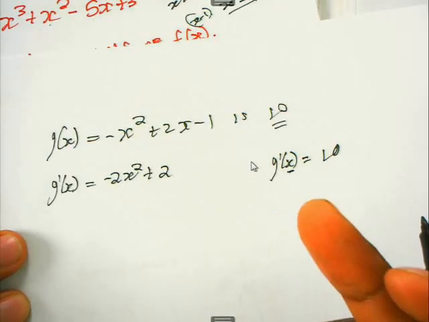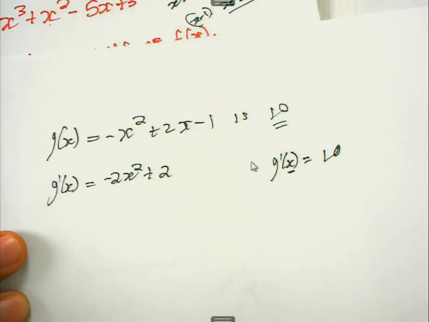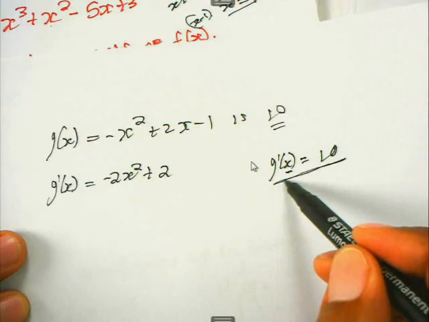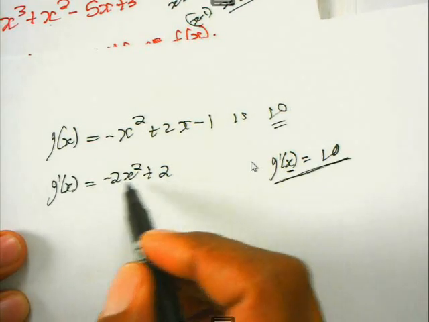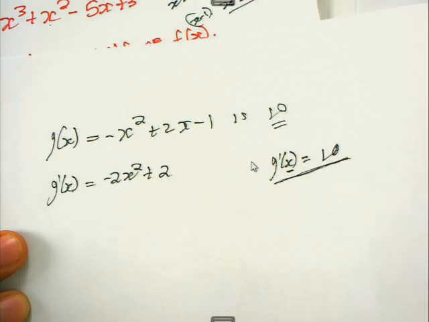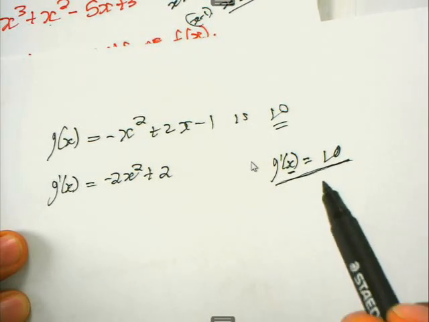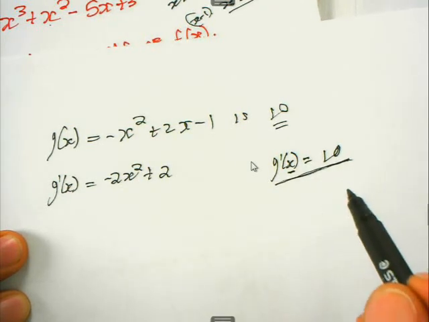Right. What is it that we know? We know that the gradient of the tangent is a positive 10. The gradient of the tangent is a positive 10. Now, this is the gradient at any point, but at that specific value, the gradient is 10. Now, we want that specific value of x that will make the gradient to be 10. Right. How are you going to solve this one?